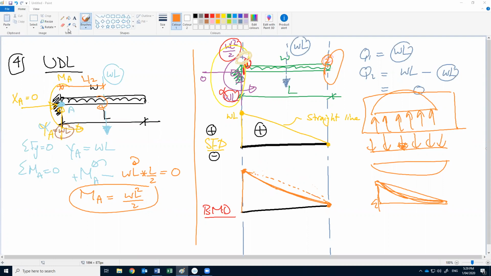So the value here is WL squared divided by 2, and here is 0, and here is a second degree parabola. Do you have any question for this moment? Michael, you are asking for this again? Okay, I will repeat this one again.